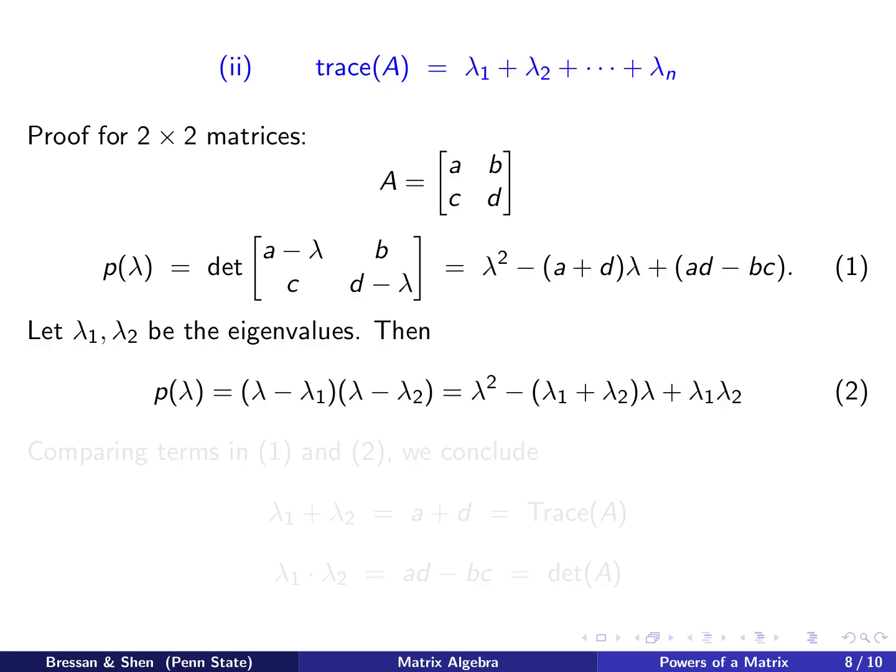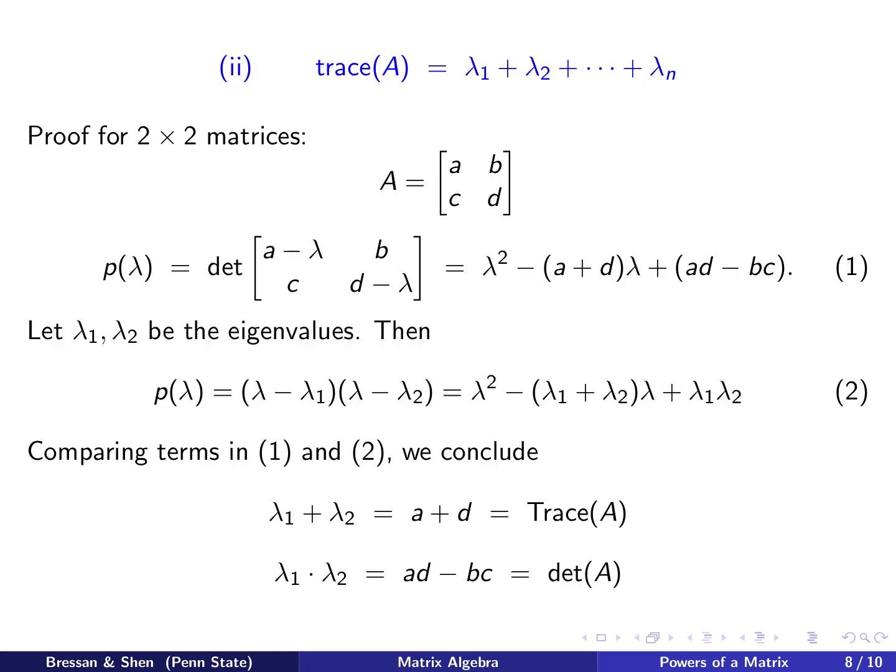Now let lambda 1, lambda 2 be the eigenvalues. This means that the characteristic polynomial can be written in this factorized form, lambda minus lambda 1 times lambda minus lambda 2. So I can distribute and open this up and write it again as a polynomial of degree 2 in lambda. So I'll have lambda squared minus the first order term, which will be lambda times lambda 1 plus lambda 2, and then plus lambda 1 times lambda 2. Let's call this equation 2.